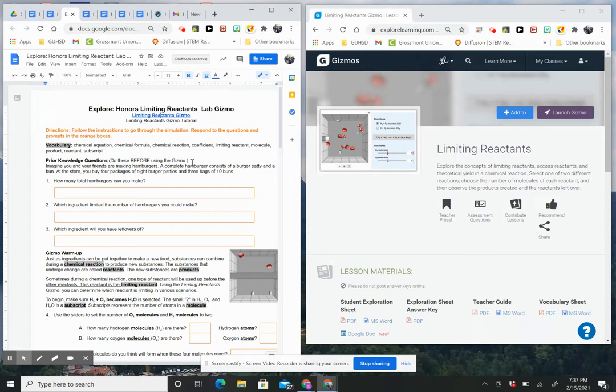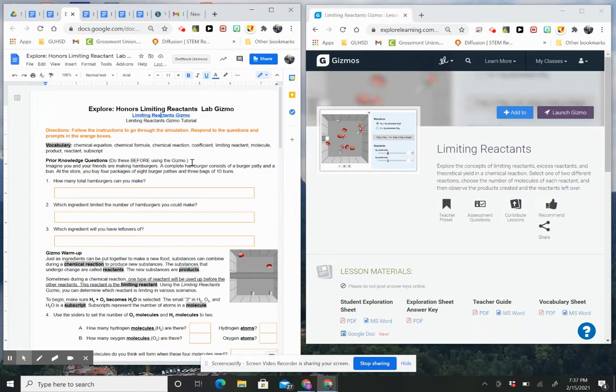And so what you're going to be doing is looking at how, when you have different reactants within a reaction, one of those reactants will end up causing the reaction to stop. It causes the reaction to stop because you run out of that specific chemical. And that's what defines something as being a limiting reactant.